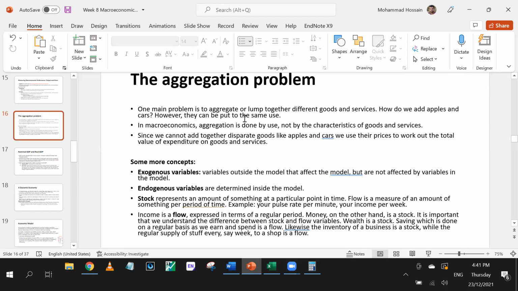So one main problem is to aggregate or lump together different goods and services. How do we add apples and cars? I already told you that one. How do we actually measure them? It is done by the Australian Bureau of Statistics. They can calculate it using GST, or how much people are producing. Every year people declare how much their income is. Companies also declare to the Australian Taxation Office how much their income and expenses are. From this information, the Bureau of Statistics has experts who can calculate the GDP of a country. It will never be accurate, but you can definitely get an idea of how much a country's GDP is.